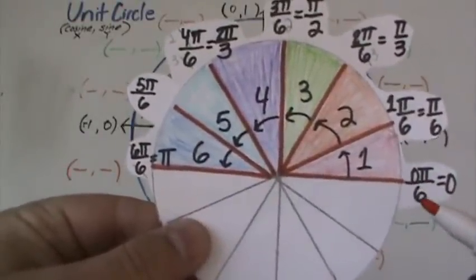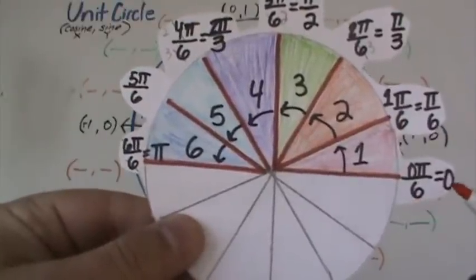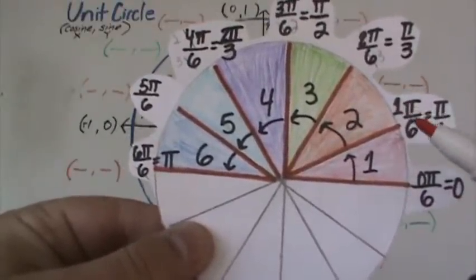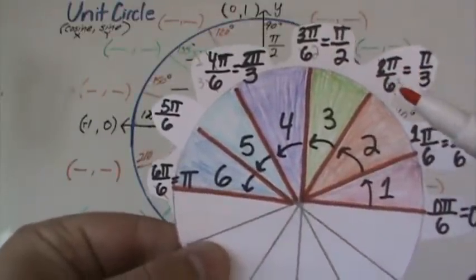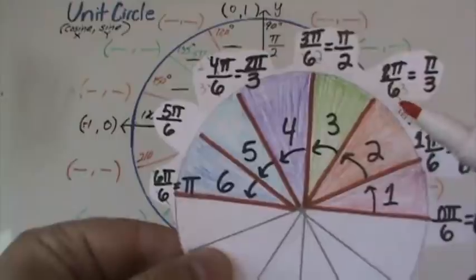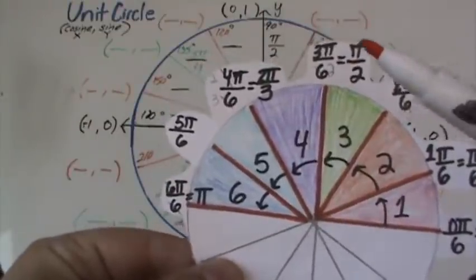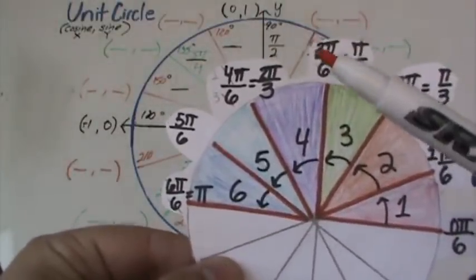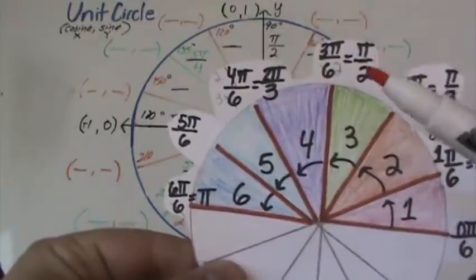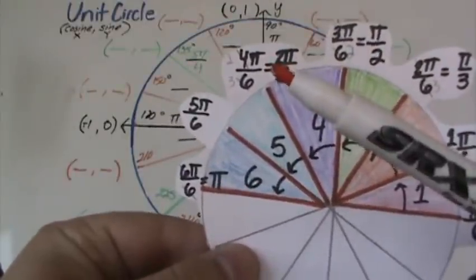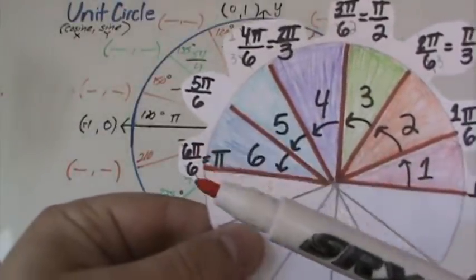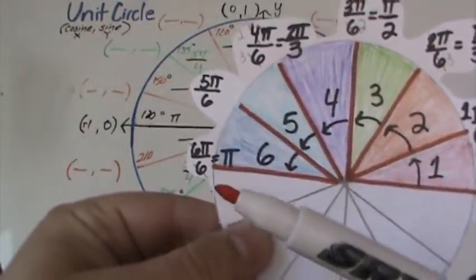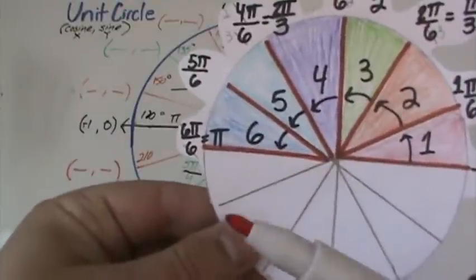So if you do 0 pi over 6, that reduces to 0. 1 pi over 6 would be pi over 6 radians. 2 pi over 6, 2 goes into 6 3 times, so you have pi over 3 radians. 3 pi over 6, 3 goes into 6 2 times, so that reduces to pi over 2. 4 pi over 6 will reduce to 2 pi over 3. 5 pi over 6 stays the same, and 6 pi over 6, 6 and 6 cross out, so you have pi.